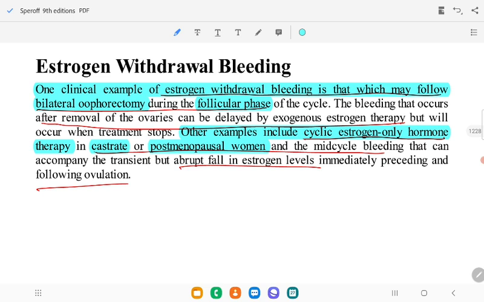Cyclical estrogen only hormone therapy in castrated or postmenopausal women where the uterus is already present, and the mid-cycle bleeding that can accompany the transient but abrupt fall in estrogen level immediately preceding and following ovulation.